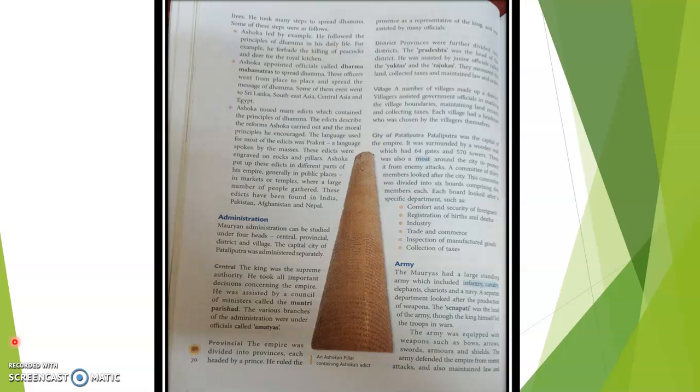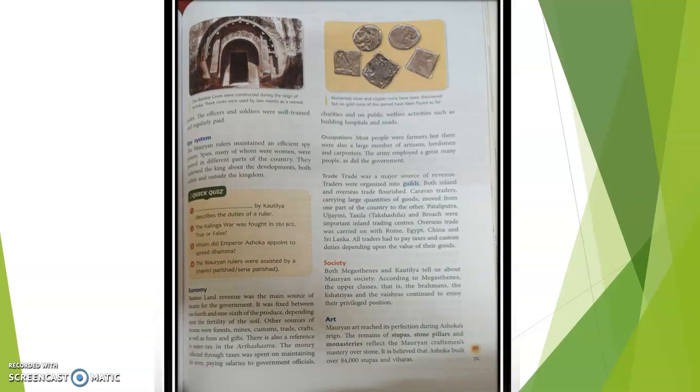Next topic is spy system. The Mauryans had a very good spy system. Many spies were women who were posted in different parts of the country and they informed the king about the developments.